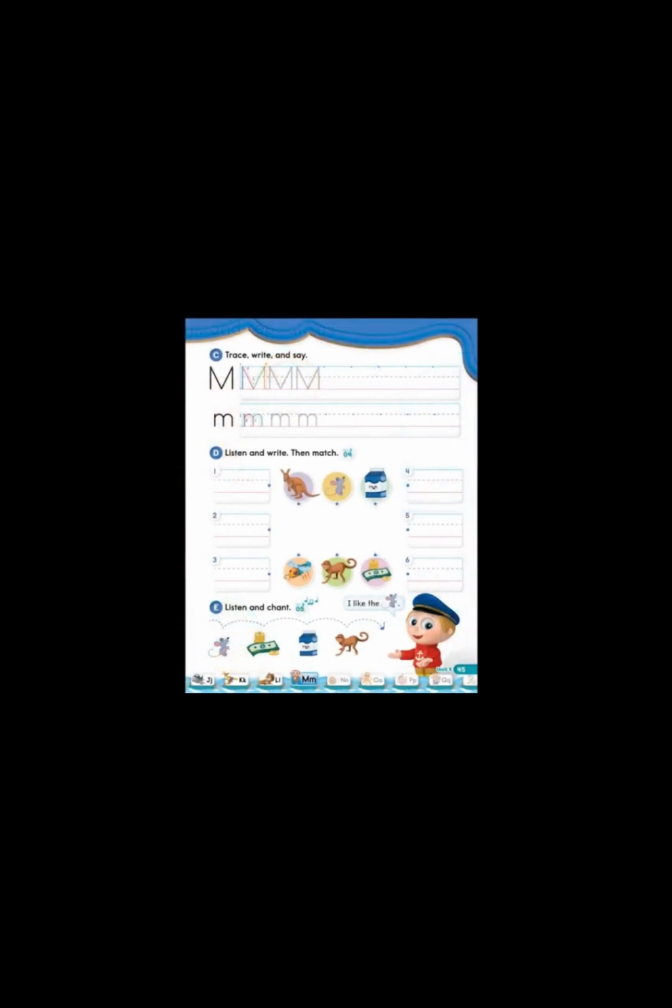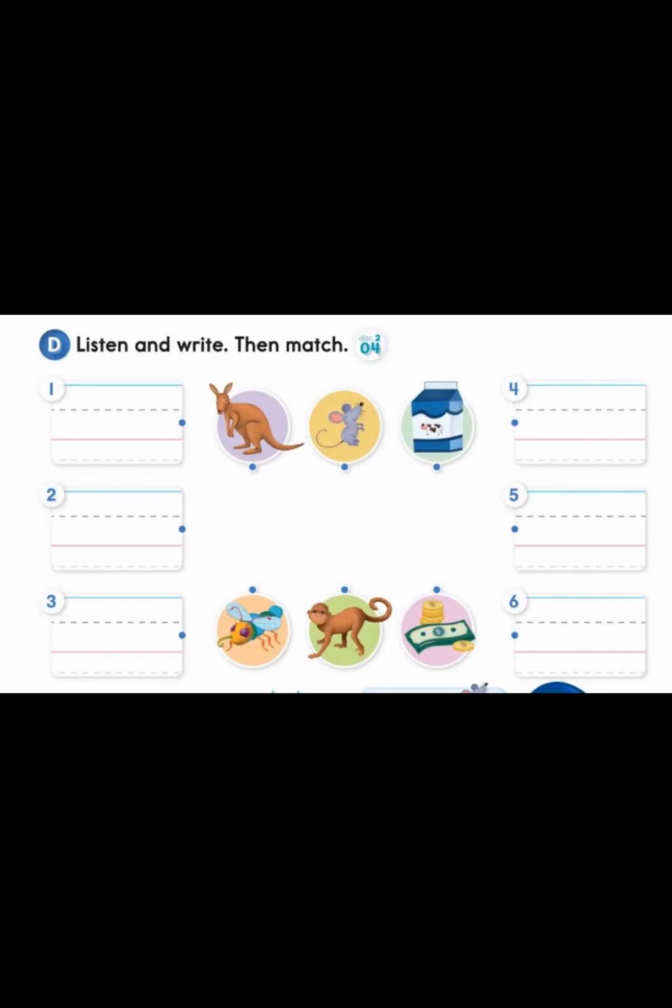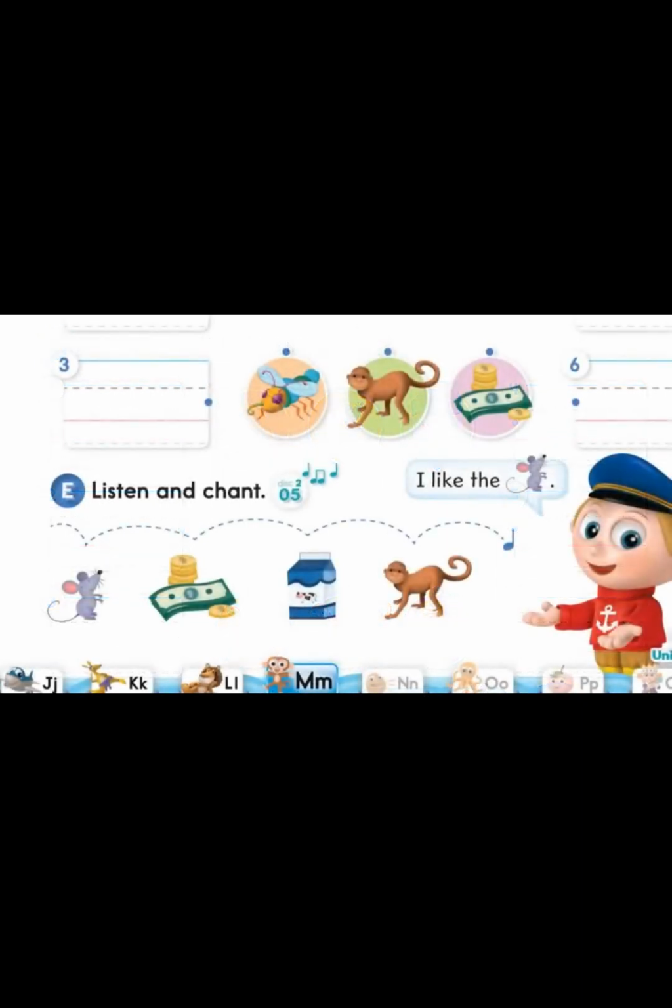Listen and write. Then match. 1. Monkey. 2. Milk. 3. Insect. 4. Kangaroo. 5. Money. 6. Mouse. Page 45. E. Listen and chant.